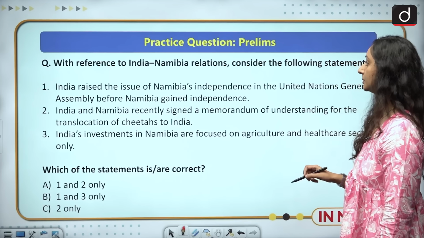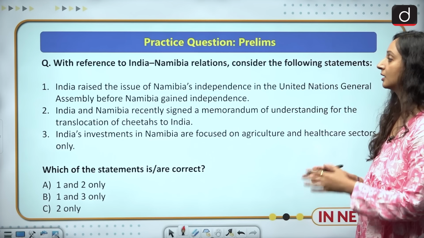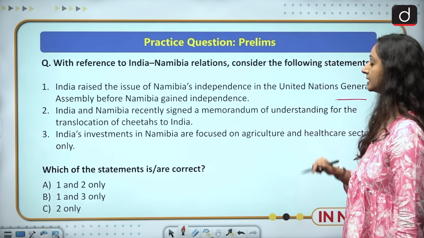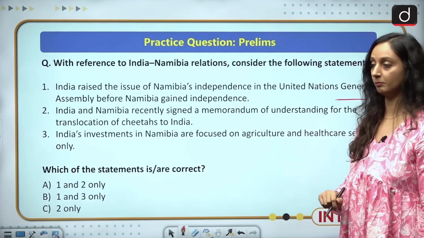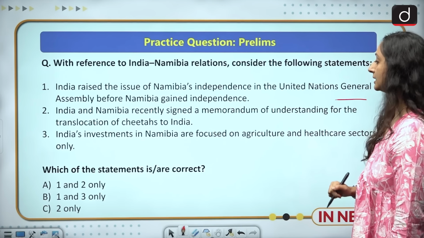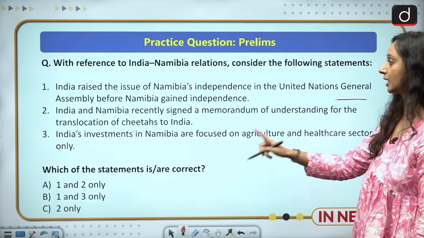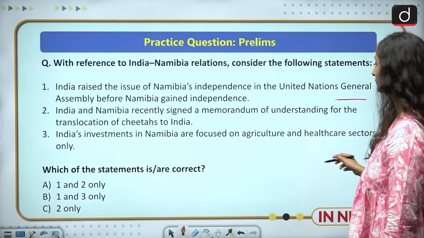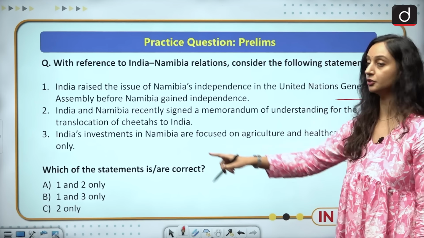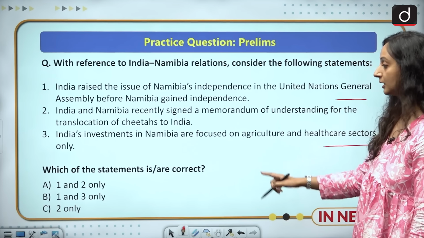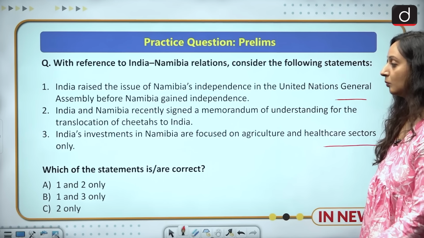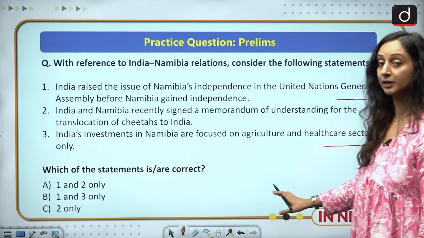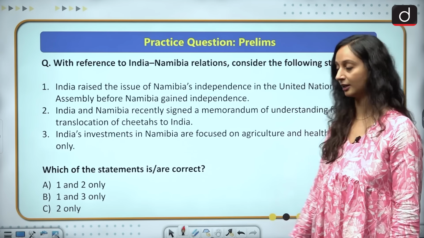With reference to India-Namibia relations, consider the following statements. 1. India raised the issue of Namibia's independence in the United Nations General Assembly before Namibia gained independence. 2. India and Namibia recently signed a memorandum of understanding for the translocation of cheetahs to India. 3. India's investments in Namibia are focused on agriculture and healthcare sectors only. Which of the statements above is or are correct? A. 1 and 2 only. B. 1 and 3 only. C. 2 only. Please provide your answers in the comment section and I will pin down the correct one.